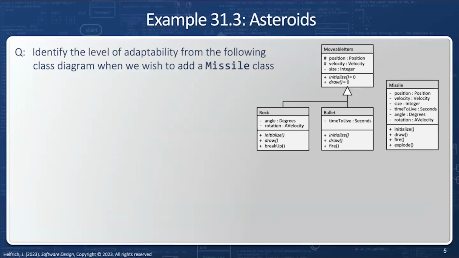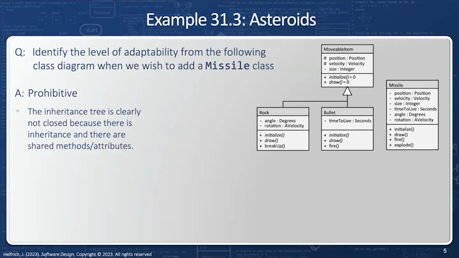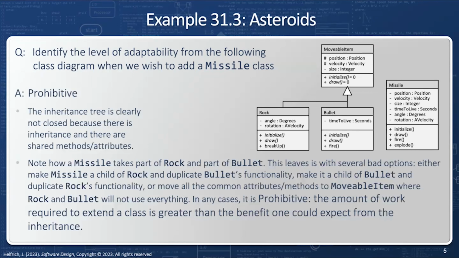We have the 1980s game called Asteroids, and I have a bullet and I have a rock. I'm going to add a missile too. And how's that going to go when I add a missile to this? Well, let's take a look here. This is also going to be prohibitive because the inheritance tree is clearly not closed, because there is some inheritance, but the missile takes part of rock and part of bullet. And since I didn't really design the class with this kind of thing in mind, I'm going to have to take some code from rock and bullet, or I'm going to refactor these guys. Basically, a lot of work is going to have to happen for me just to make a simple change like adding a new bullet. So it's going to be prohibitive.